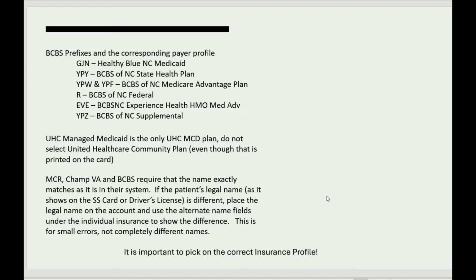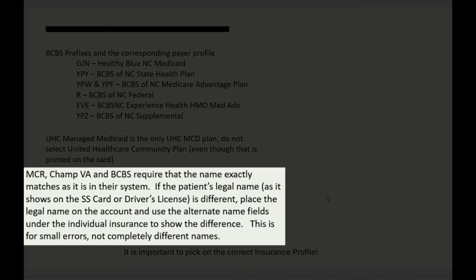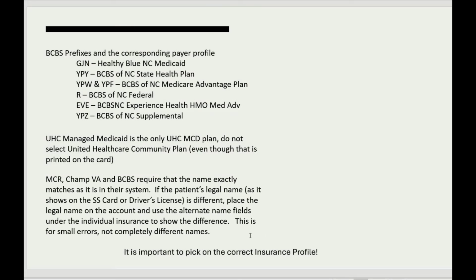Then, as April had mentioned, Medicare, Champ VA, and Blue Cross require the name to exactly match what is on the card. If the patient has a nickname, there are places in CareCloud, I believe, and in ECW where you can put that nickname or the name that they choose to be called. You can add that in that field. But if you put it in the profile name, the insurance will deny. It will not get paid. In ECW, it's called preferred name. You can put it in the preferred name.